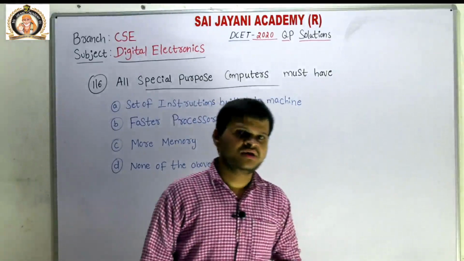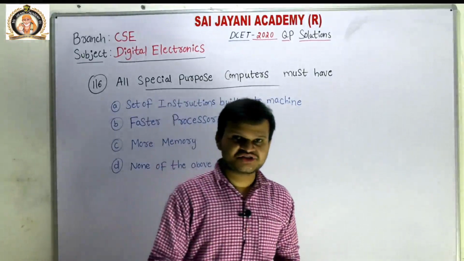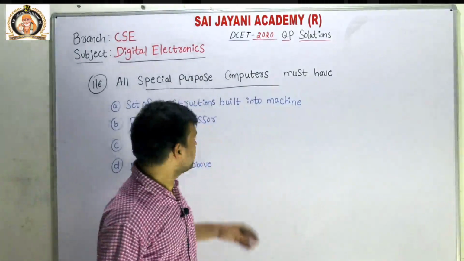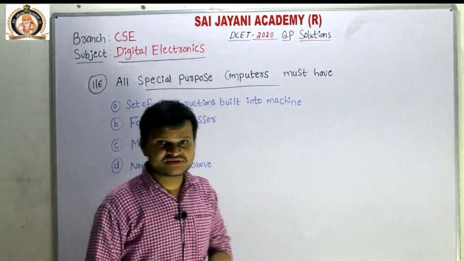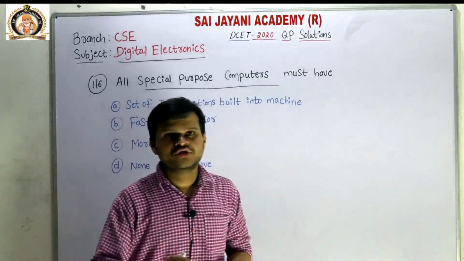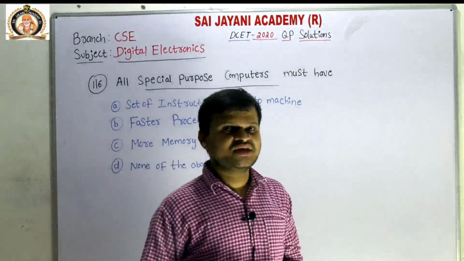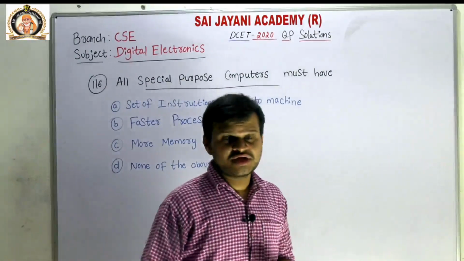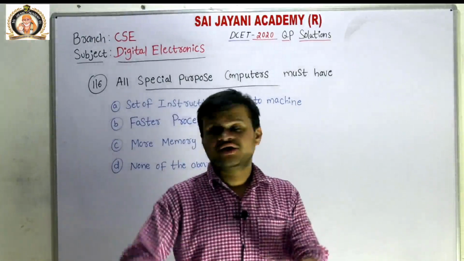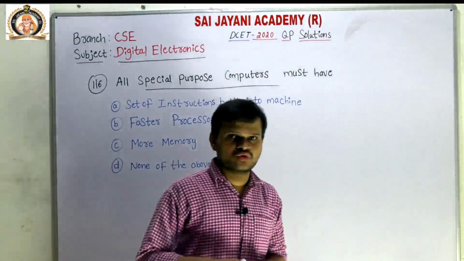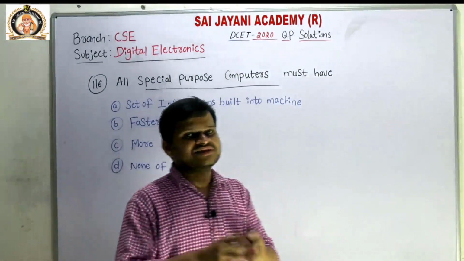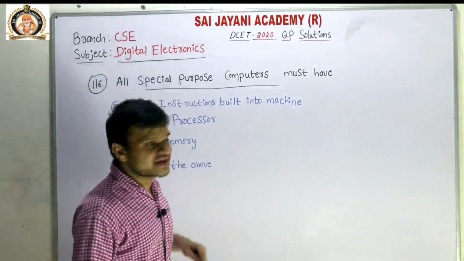For example, ATM, that is automatic teller machine, washing machine, air conditioner, these are examples of special purpose computers. Why? Why do we use an ATM? In order to withdraw money. Similarly, why do we use a washing machine? In order to wash the clothes. And why do we use an air conditioner? In order to make the surrounding area cool. For a specific purpose only these devices are used. So these come under special purpose computers.